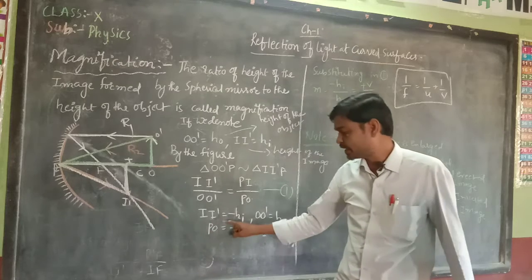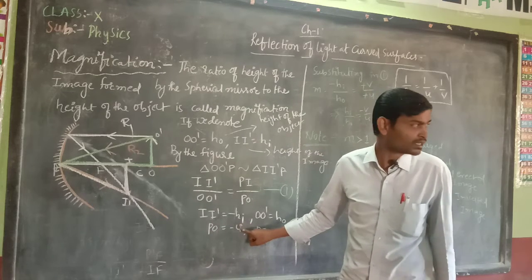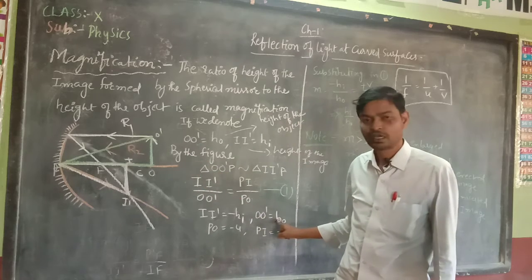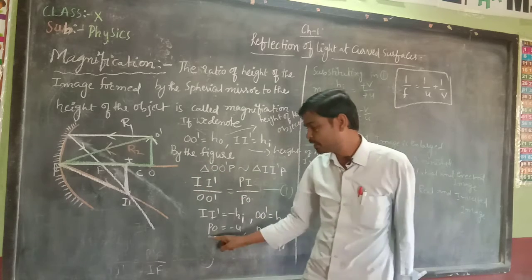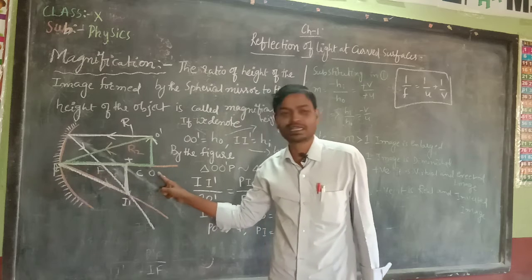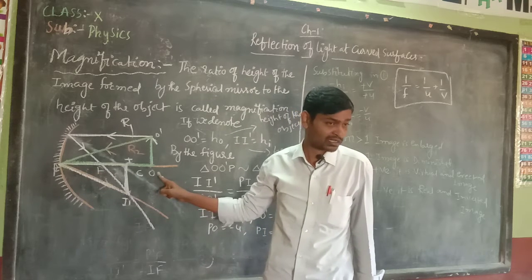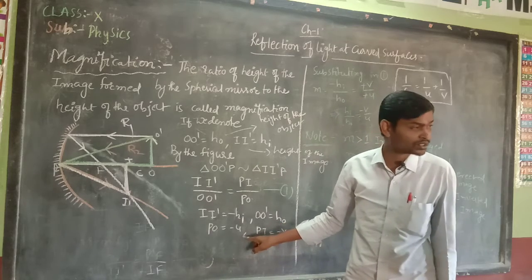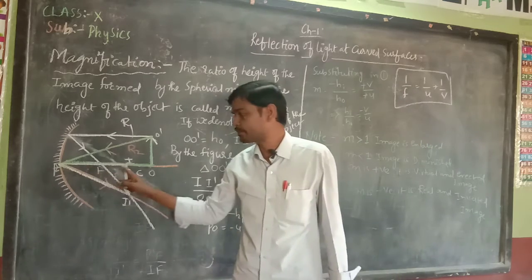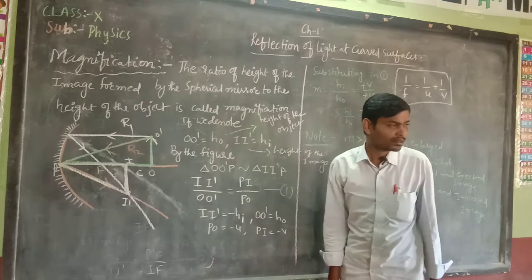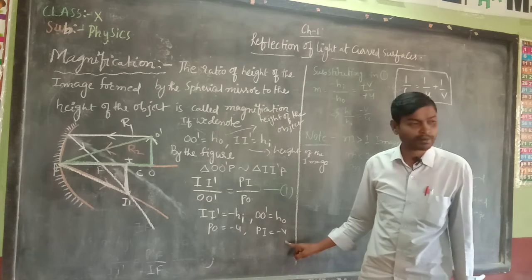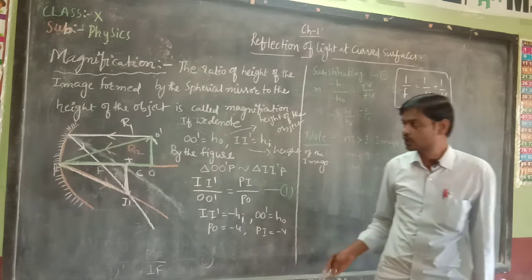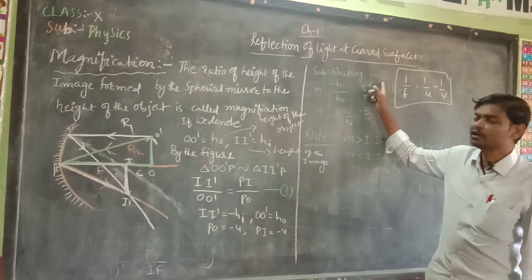So therefore I dash is equal to minus Hi, and O dash is equal to Ho, and Po is nothing but the object distance. Object distance is also negative only, that's why minus U. And Pi is the image distance, that is minus V. So substituting these values in equation 1.